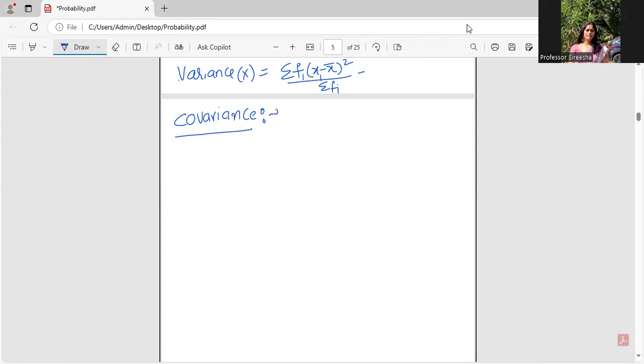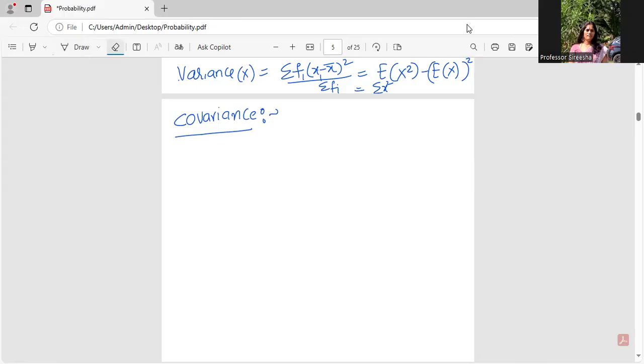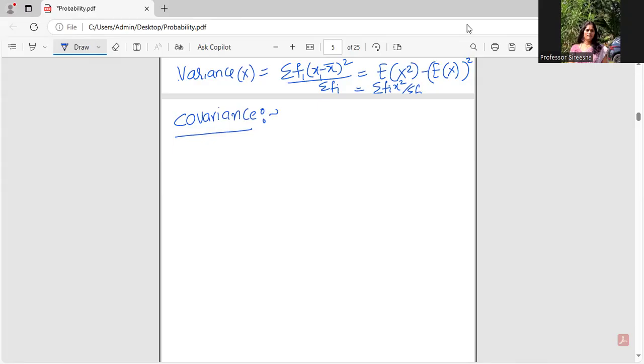Actually, this can be written in an easier way, which would be nothing but E of x square minus E of x whole square. E of x is nothing but the mean. E of x square would be nothing but summation fi x square by summation fi. That I will be taking. E of x square minus E of x whole square would be an easier version to find variance.